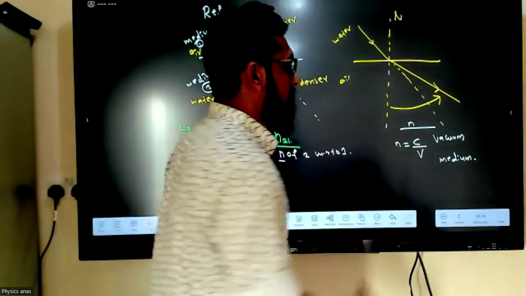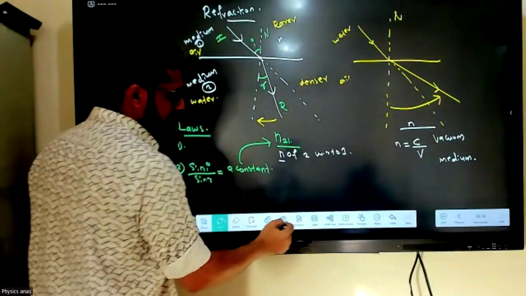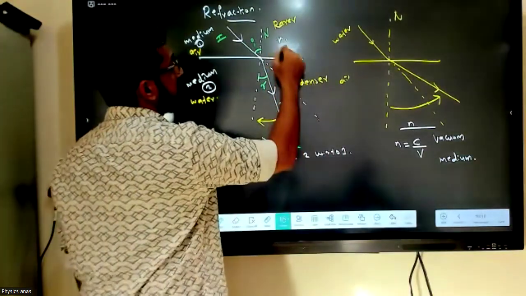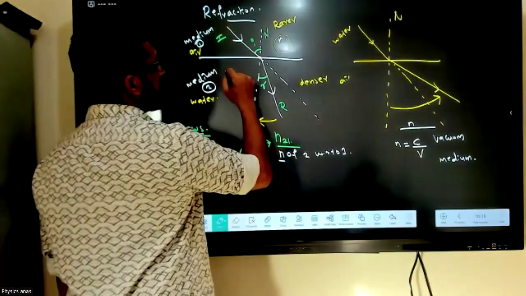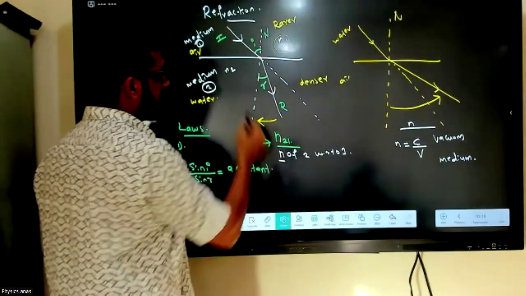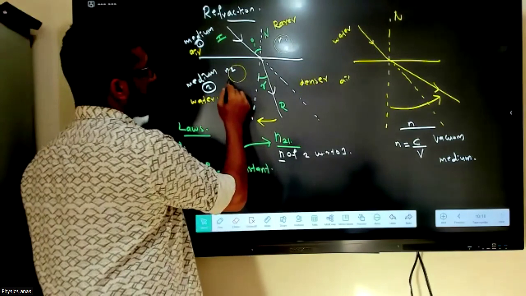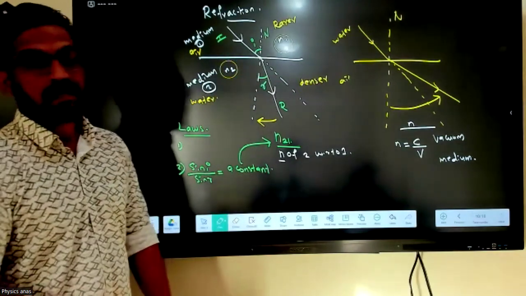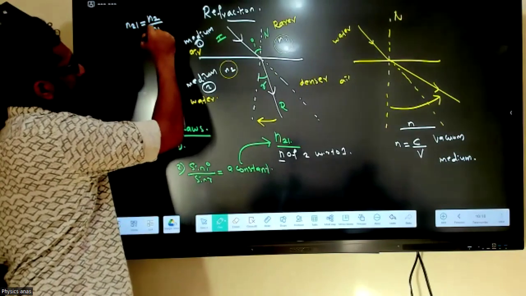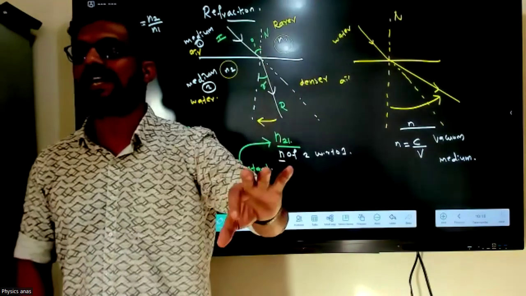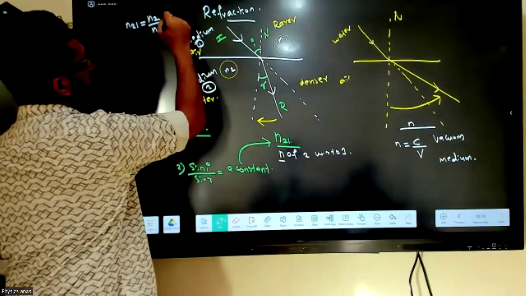So that's refractive index. This is the first medium. The first medium has a refractive index n1. Now, this is the second medium. The second medium has a refractive index n2. You got it? Okay, then what is n21? n21 will be n2 divided by n1: the refractive index of the second medium divided by the refractive index of the first medium. That is n21.